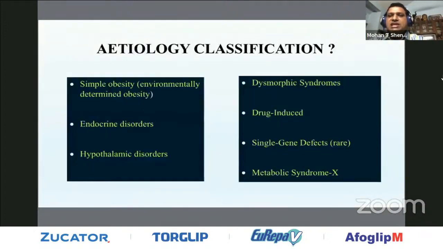When you classify obesity, Dr. Ipsita will go through it in depth. Just to show, basically it's simple obesity, and then there are endocrine clues and hypothalamic disorders.